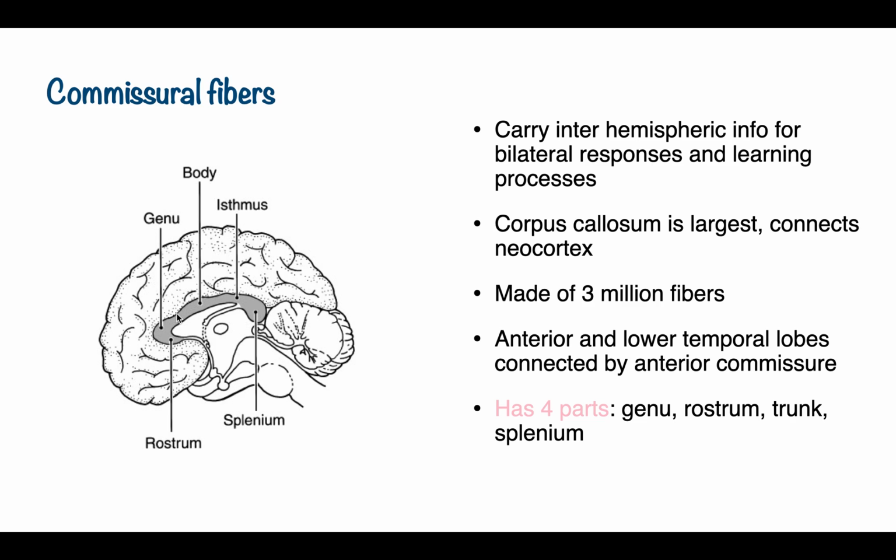The corpus callosum is made of 4 parts. There's the genu, the body, the isthmus. The genu, the rostrum is up front. Here's the body or the trunk. And then the rostrum or the isthmus and the splenium. It depends on what anatomy book you used, but I know it as the genu, rostrum, trunk, and splenium. But as long as you know where the rostrum, splenium, and genu is, I'm pretty sure we can figure it out.